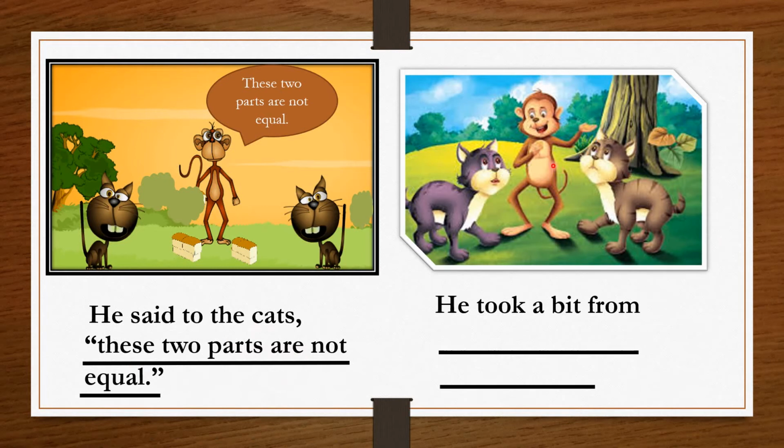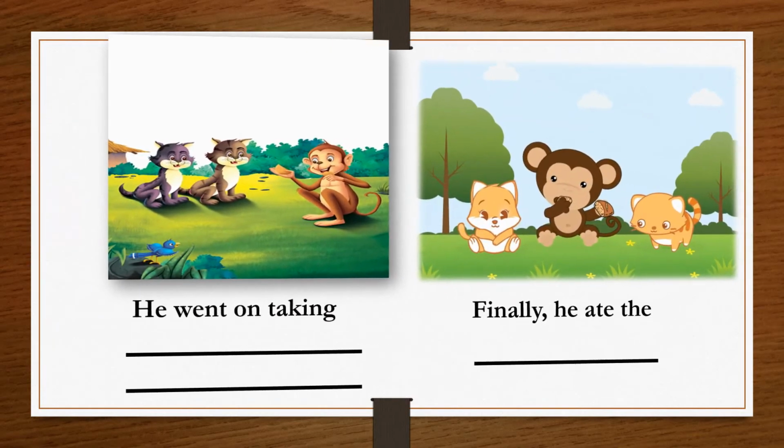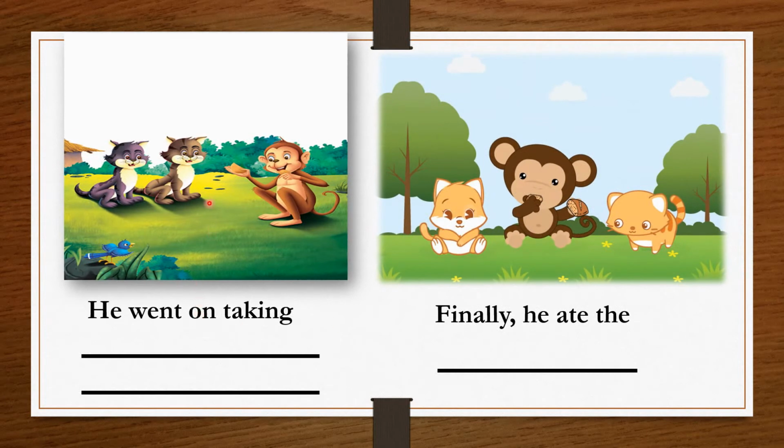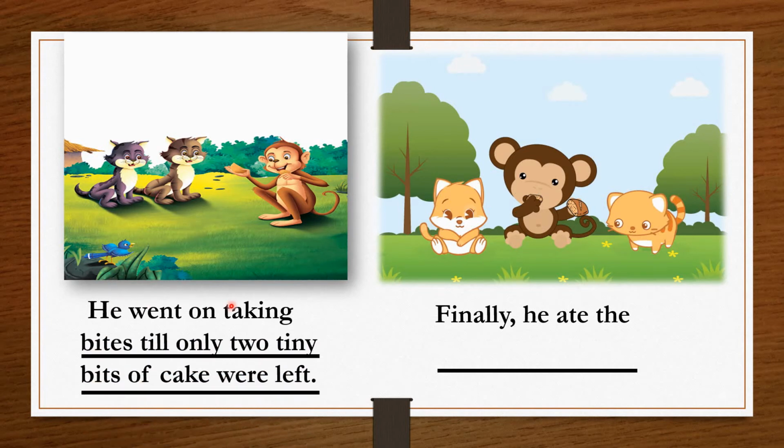Now, what do you see in the picture? Monkey is taking a bite from one piece of the cake. And the two cats are looking at him. So, he took a bite from one piece and then from the other. Students, what do you see in this picture? Yes, here you can see the monkey eating the cake, and the two cats are sitting and just watching him. So he went on taking bites till only two tiny bites of cake were left.